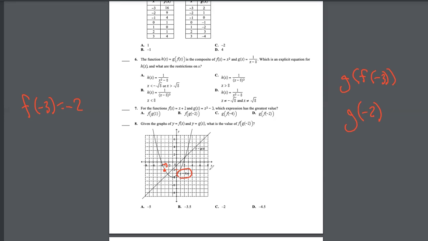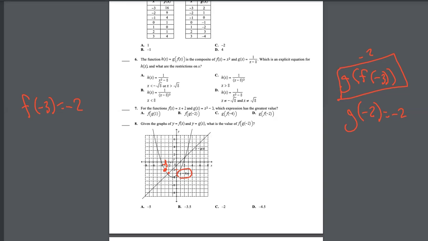So g of negative 2, you go to where negative 2 is for the x, and then see what the g is. If you go to negative 2 here and you go to this function, which is the g, it gives you negative 3. So g of negative 2 will give you negative 3. Again, the first thing you do is f of negative 3. You go where x is negative 3, which is right here. And f of x is the parabola. So you just go down till you hit the parabola, and that gave me negative 2. Now this becomes g of negative 2.